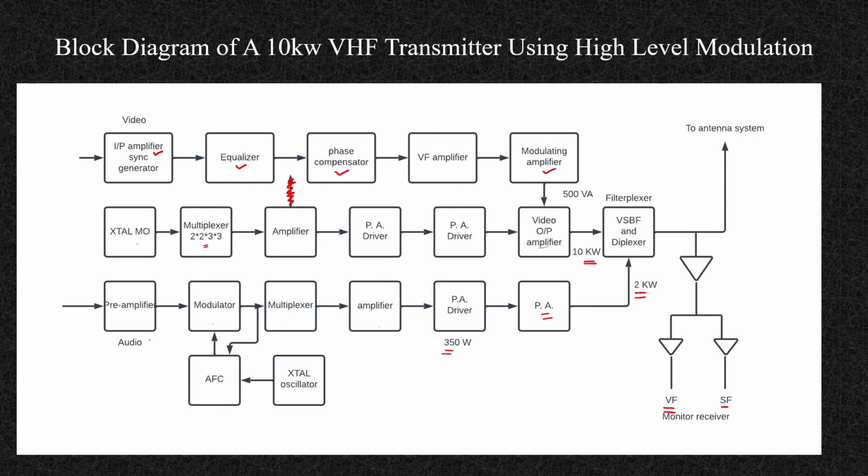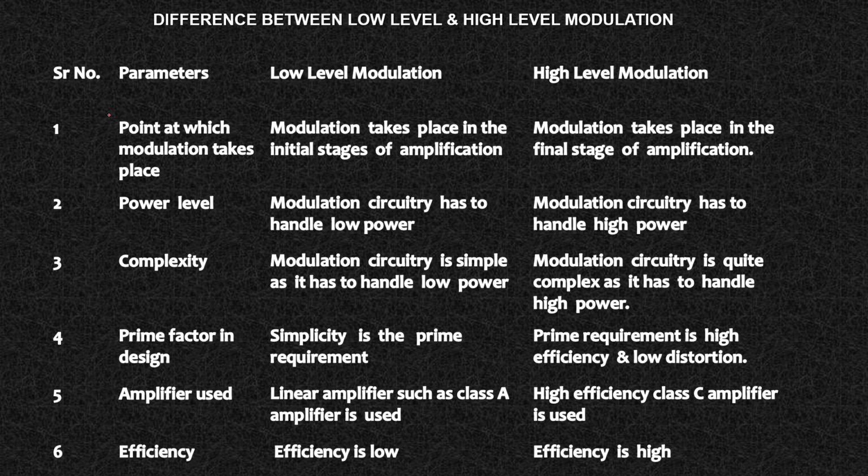So I have given you an idea about what we mean by a low level transmitter and a high level transmitter. Let us see the difference between low level and high level modulation. The first parameter, the point at which modulation takes place. In low level modulation, modulation takes place in the initial stage of amplification. In high level modulation, modulation takes place in the final stages of amplification. What is the power level? In low level, your modulation circuitry has to handle low power. In high level modulation, your modulation circuitry has to handle high power. Complexity: in low level you have to handle very low power, so the complexity is less, and here it will be more complex as it needs to handle very high power.